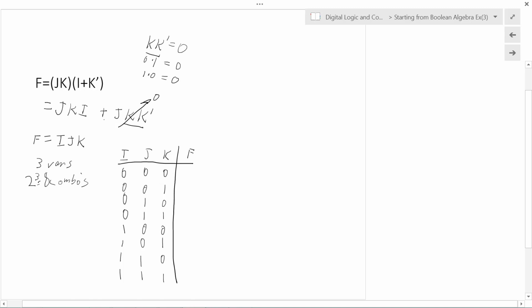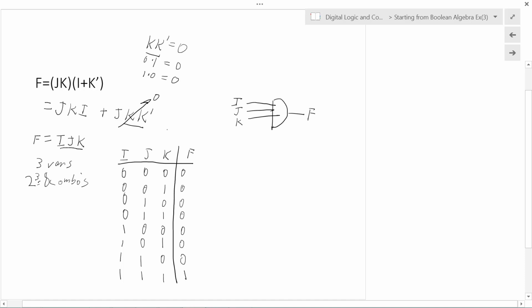So when I is equal to 1 and j is equal to 1 and k is equal to 1, then f is equal to 1. Since there are no other possible input combinations where f is equal to 1, we cannot list any more entries for 1, and we just list the rest of them as 0. So our final digital circuit is simply a 3-input AND gate. Output F, I, j, and k, like so.